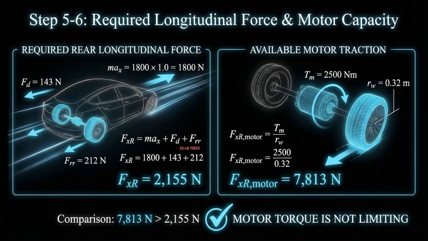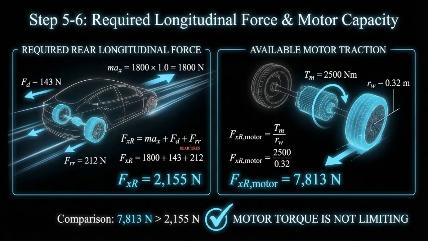To keep the vehicle accelerating, the rear wheels must overcome inertia and resistive forces. First, we compute the required rear longitudinal force. Required force, Fx rear, is equal to mass times longitudinal acceleration plus aerodynamic drag plus rolling resistance. Substituting values gives 2,155 newtons.